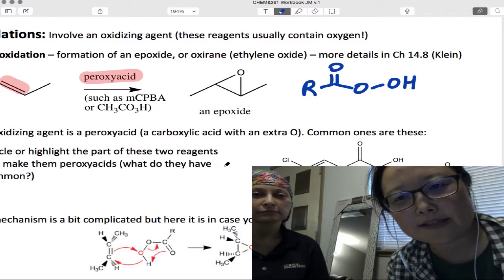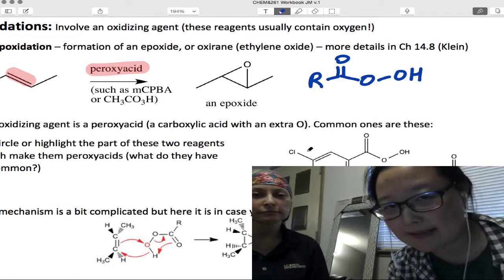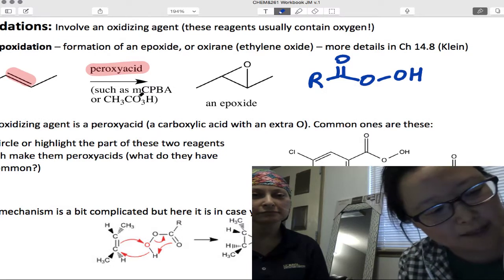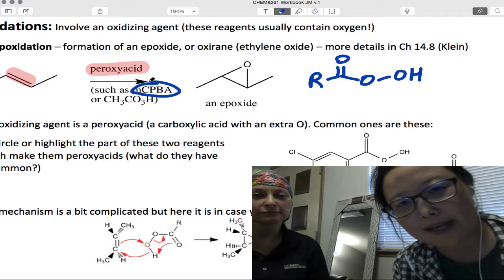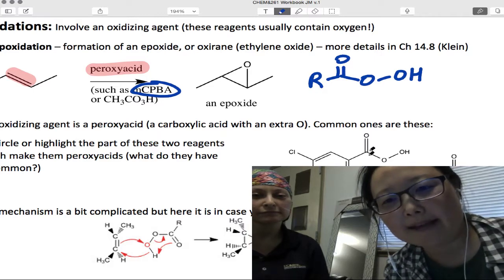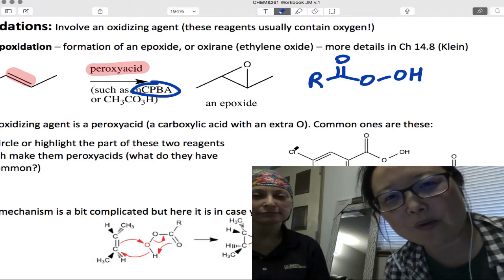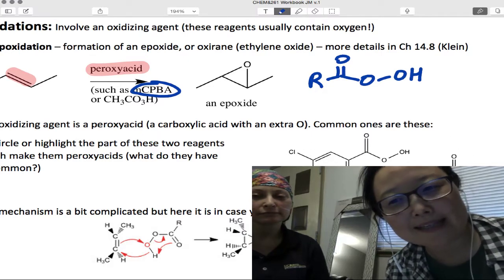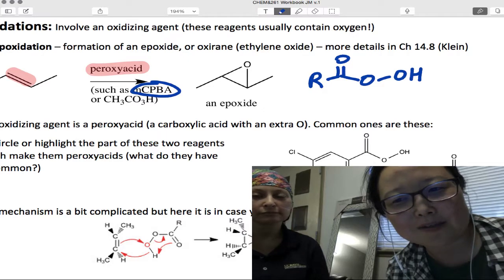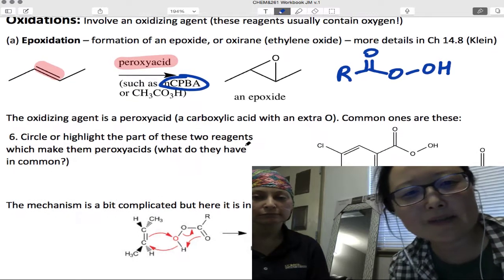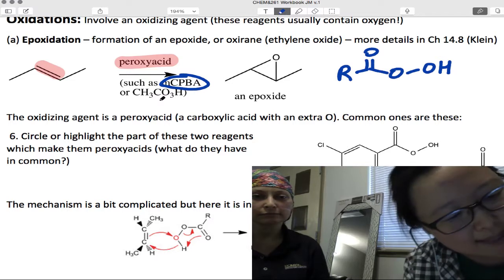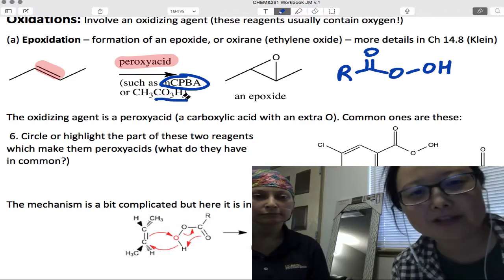Now there are different examples of specific peroxy acids we use. The most common is metachloroperoxybenzoic acid, that's MCPBA. You can see the benzoic acid, but peroxybenzoic acid because of this O, and then the metachloro, and you'll learn what those things mean next quarter. And then we have peroxyacetic acid, which is acetic acid where our group is methyl. In any case, you should recognize it as a CO3H group. That's what this is right here.